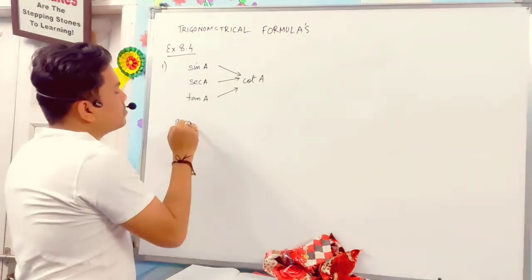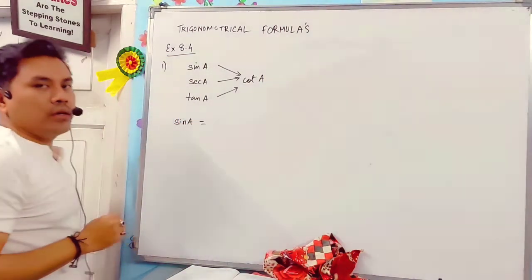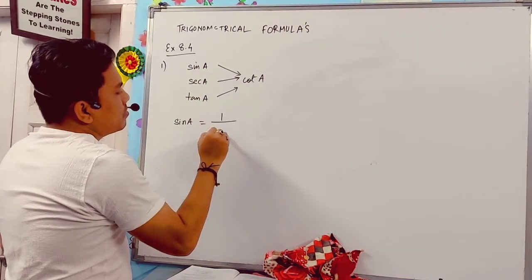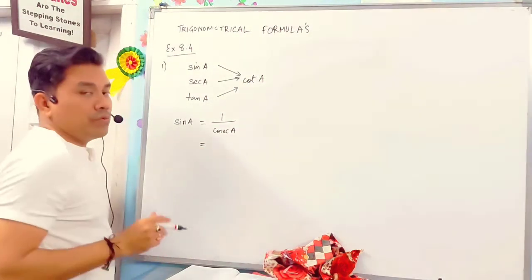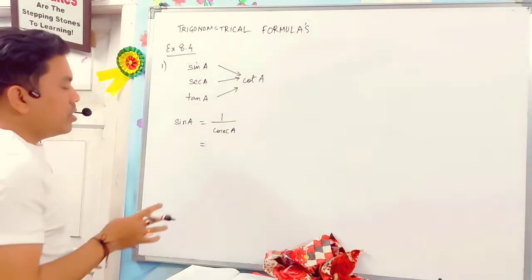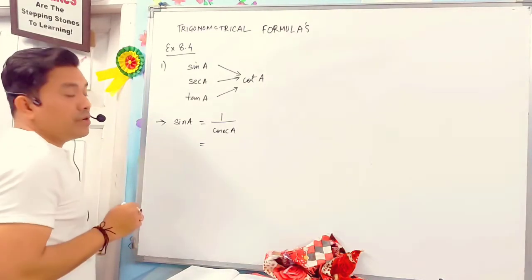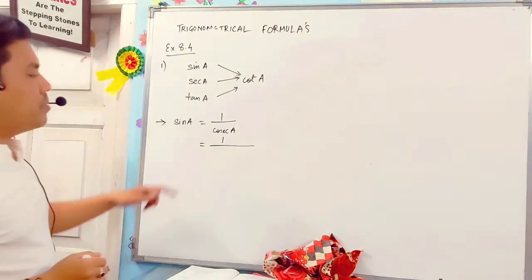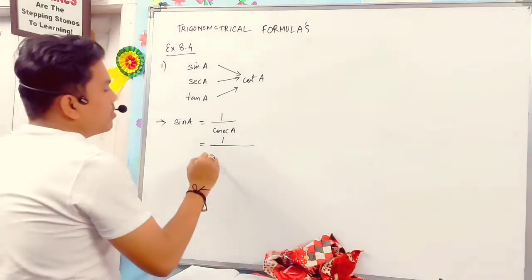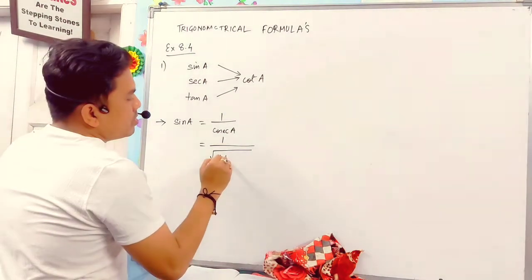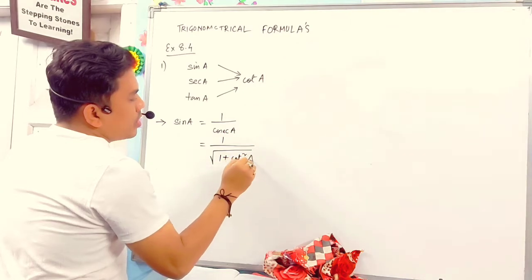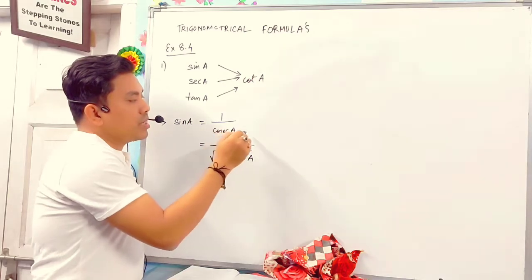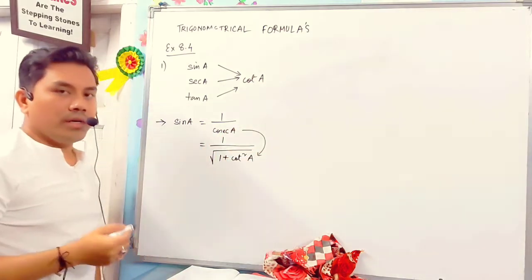Sin A. Now this sin A can be written as 1 by cosec A. We need to memorize those 11 formulas which are given. In that, the first one is sin A equal to 1 by cosec A. Alright. Now, in place of cosec A, you will write the square root of 1 plus cot square A. Now, how in place of cosec A, how I have written this? It is a very important matter.